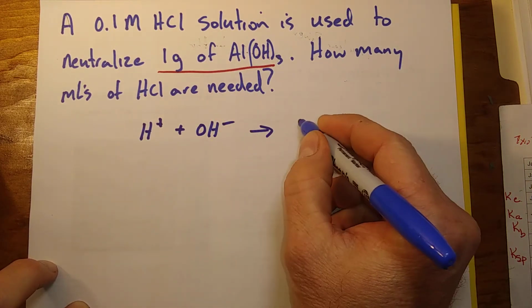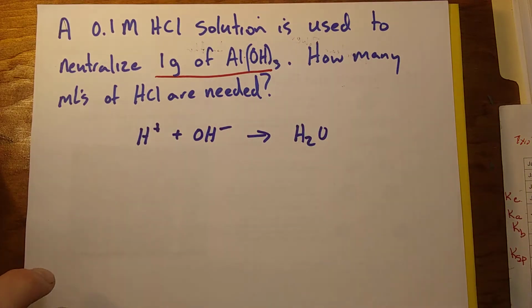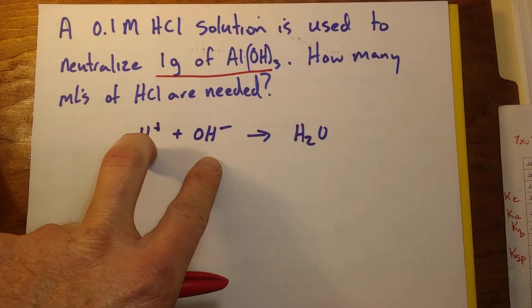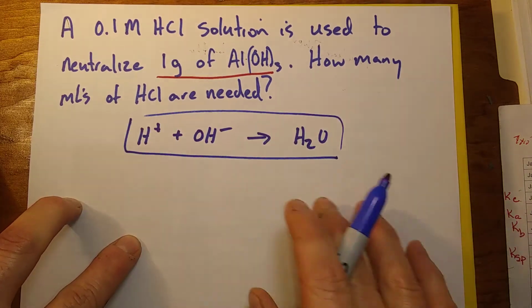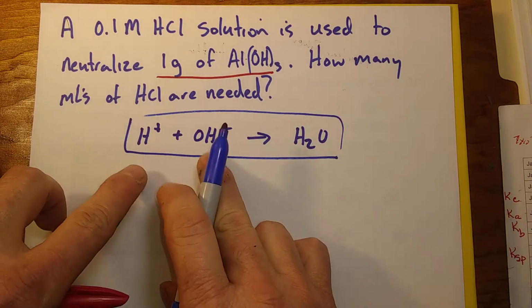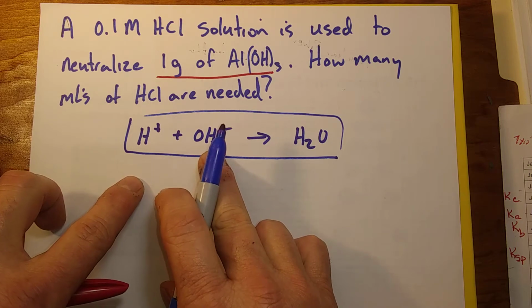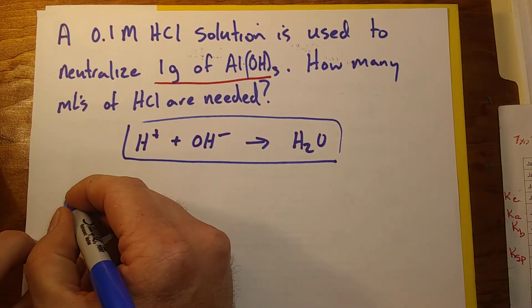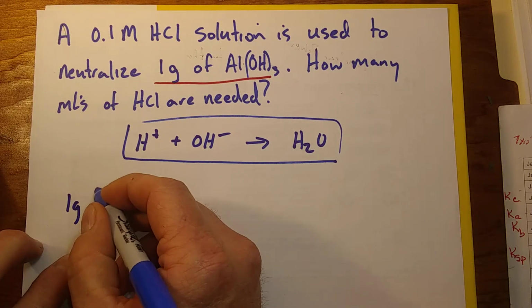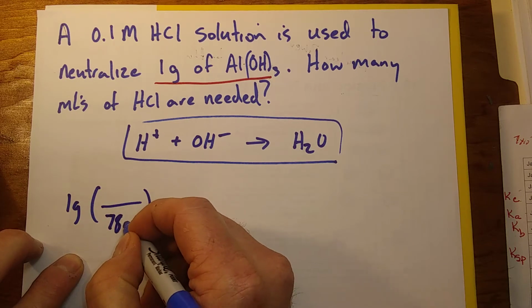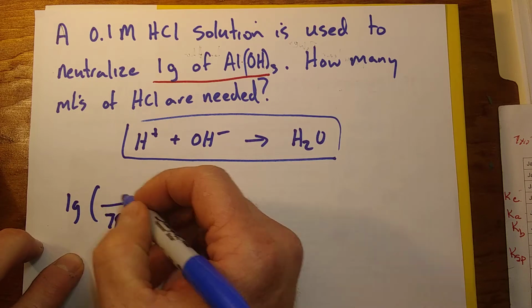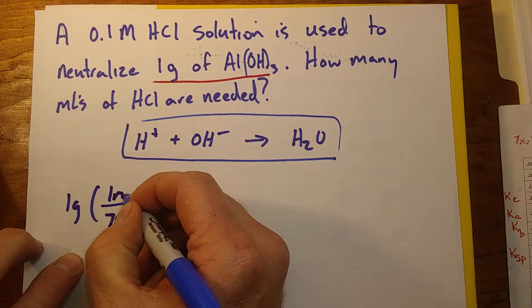We know that when it's neutralized, it forms water. So we need a one-to-one relationship between the H plus and the OH minus. So we really need to find the moles of the hydroxide, and we can do that starting with the 1 gram. We can convert that using the molar mass of aluminum hydroxide. We know it's 78 grams for every 1 mole of it.